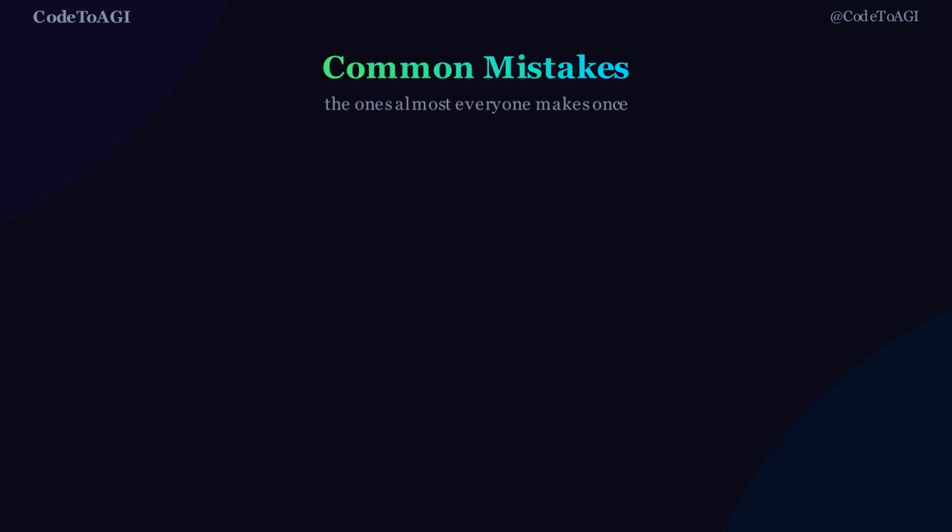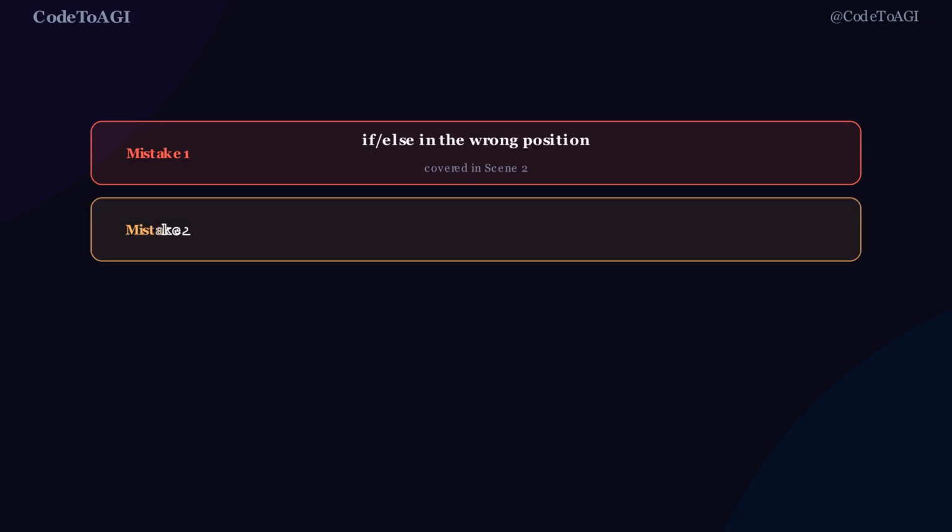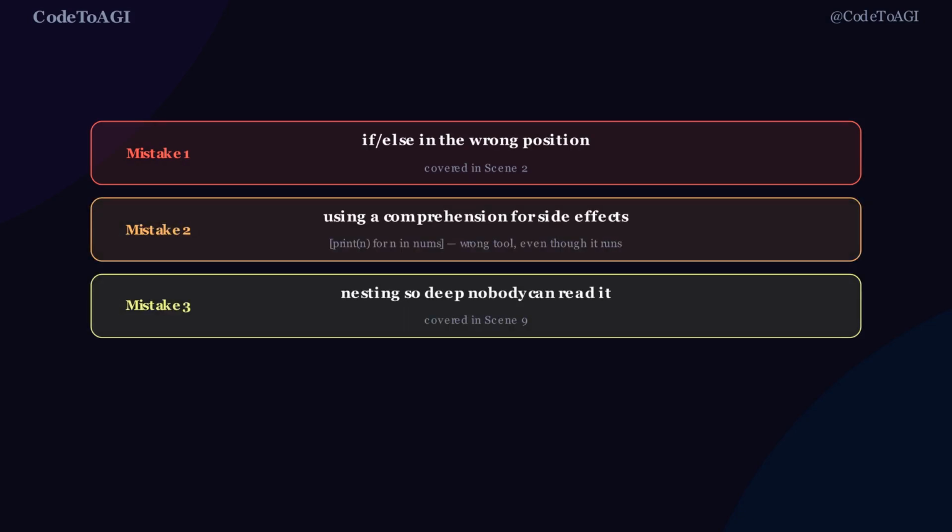The mistakes almost everyone makes once. Mistake 1, if-else in the wrong position. We covered that fix already. Mistake 2, using a comprehension for side effects. Print n for n in nums, that works, but it's the wrong tool. Comprehensions build data. They are not for side effects. Mistake 3, nesting so deep nobody can read it. We just covered that limit too. Know these 3 and you'll skip the mistakes everyone else makes.